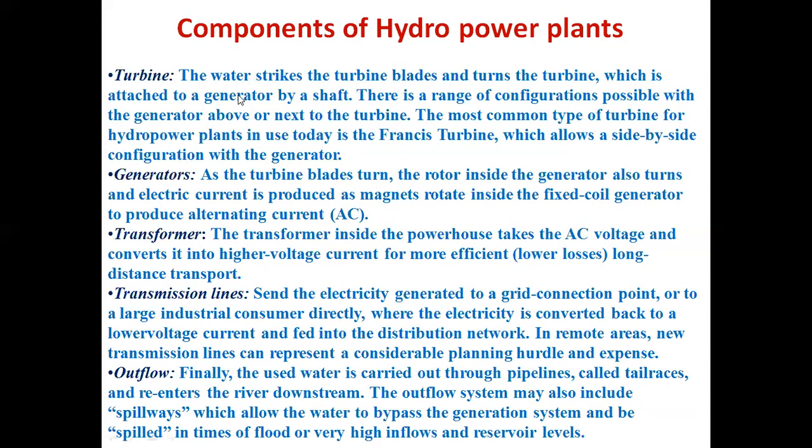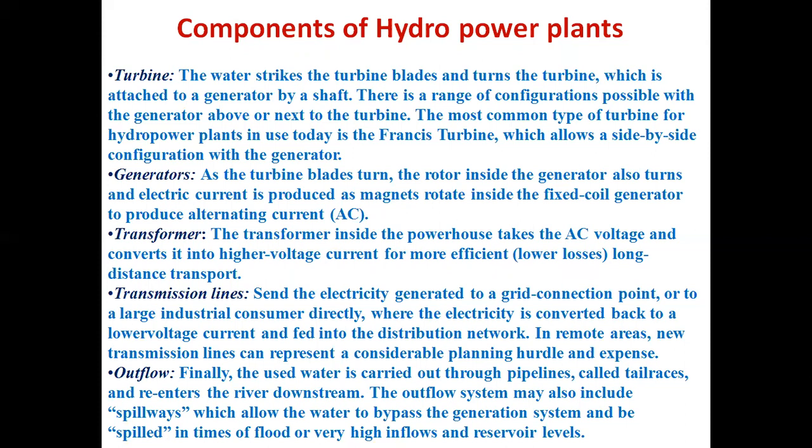Turbine is necessary for conversion of water power into mechanical power. The water strikes the turbine blades and turns the turbine, which is attached to a generator by a shaft. A range of configurations is possible, with the generator above or next to the turbine. The most common type of turbine for hydropower plants used today is the Francis turbine, which allows a side-by-side configuration with the generator. It is a pressure, a reaction turbine. Francis turbine is a reaction turbine.